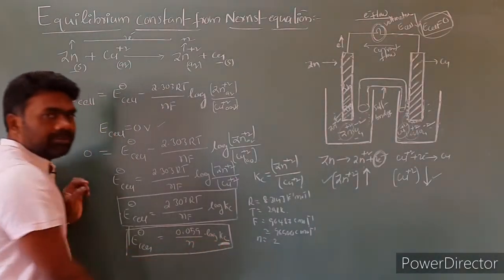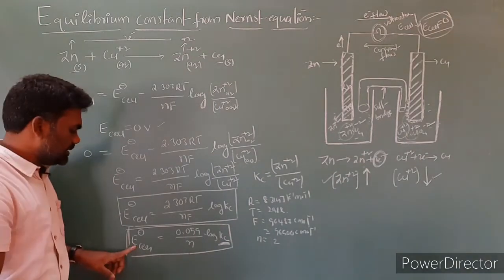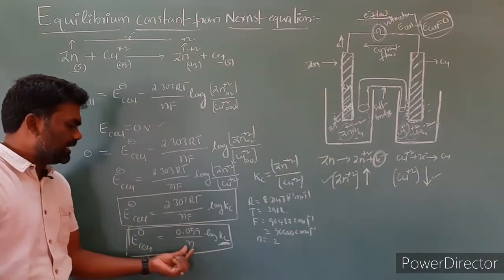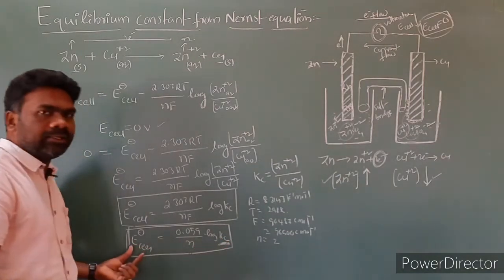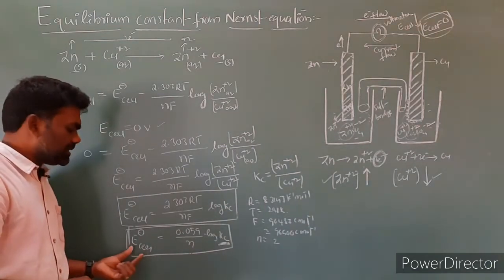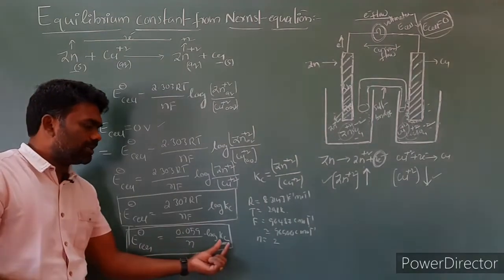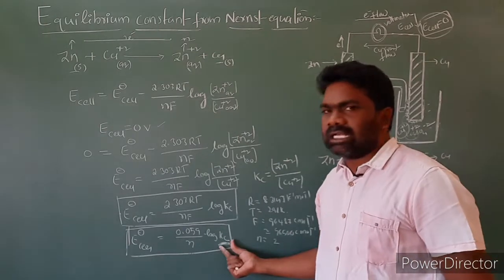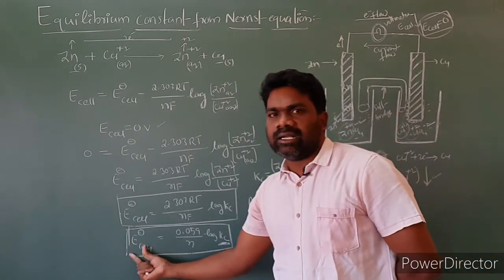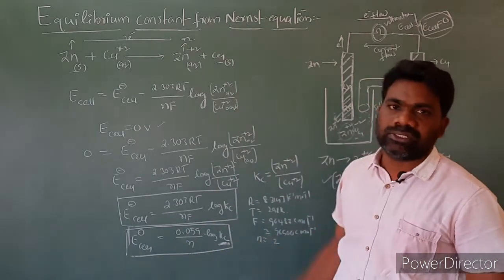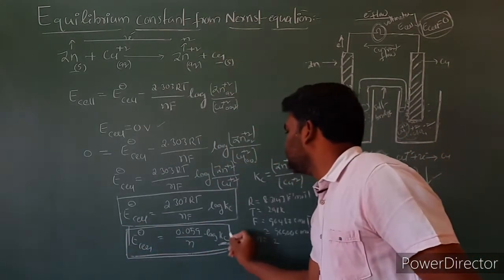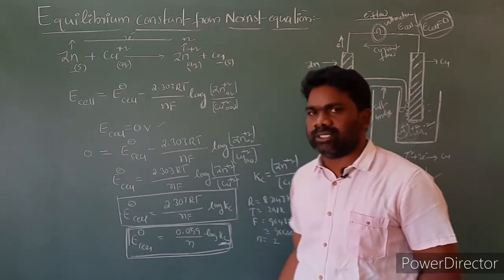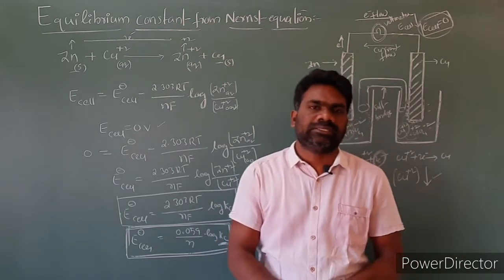Kc is the equilibrium constant. Here E standard is the standard potential of the cell. So if you know the n value and the Kc value, we can calculate the standard potential of the cell. Or if you know the standard potential of the cell and the n value, we can calculate the equilibrium constant. So this is the relationship between the equilibrium constant and the standard cell potential from the Nernst equation. To solve problems, this is the formula we have to use.